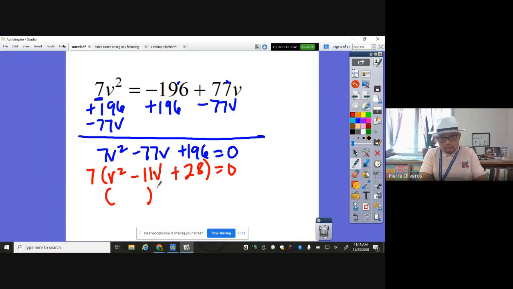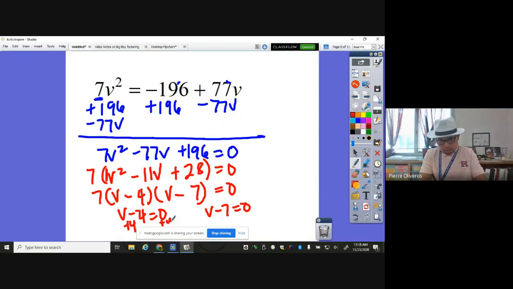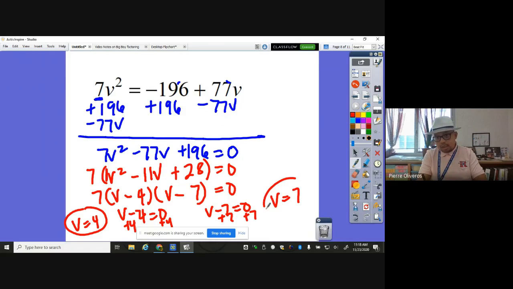Factor, then baby factoring, because the coefficient of v squared here is 1, v and v. That would be 7 and 4, minus, minus, and drop the 7 there is equal to 0. So therefore, v minus 4 equals 0, and v minus 7 equals 0. So therefore, add 4 here, add 4 there, v is equal to 4. Add 7 here, add 7 there, v is equal to 7. Kaboom. Very simple, right?